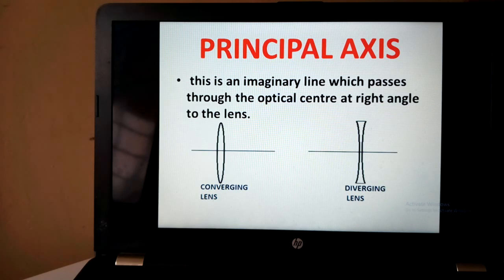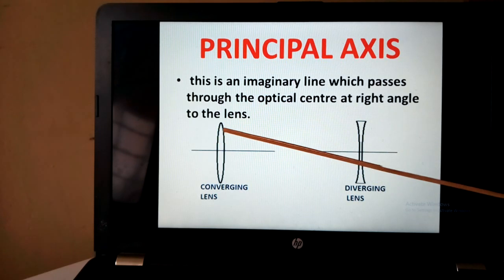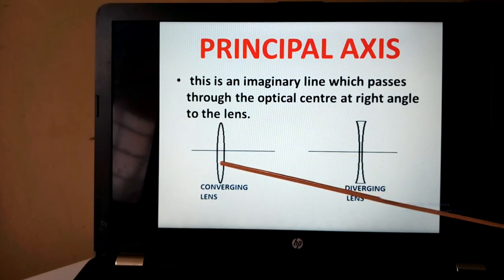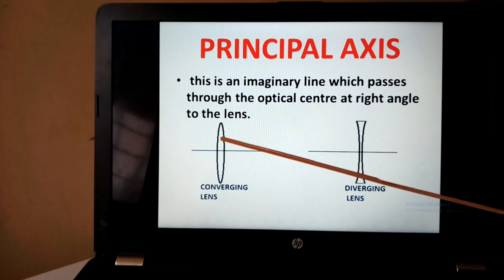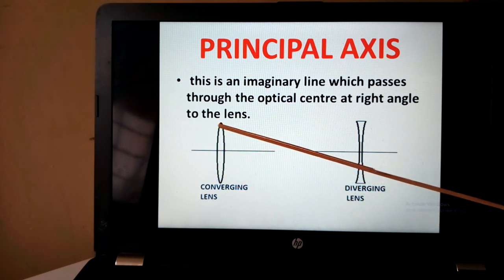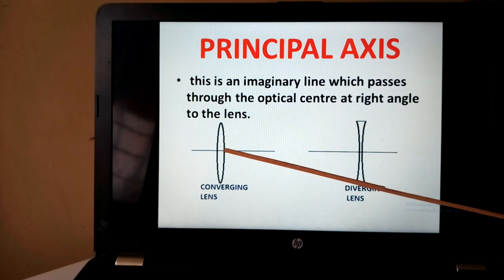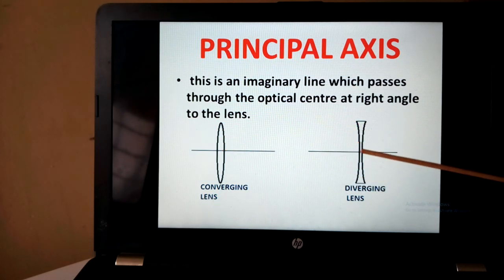This is an imaginary line which passes through the optical center at right angles to the lens. What I want you to understand is, I didn't draw that line, keep on drawing it here. There is a line here which gives you the sense of right angles.